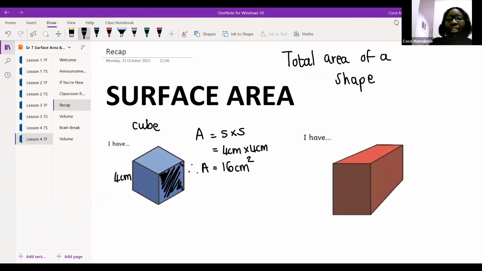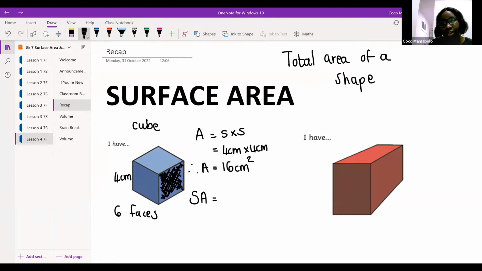How many faces does my cube have? 6. Good. My cube has 6 faces. So what do I need to do with the area of the one face that you've given me? You're supposed to say times 6. You're supposed to say 16 centimeters square times 6, which gives you around 96 centimeters square.